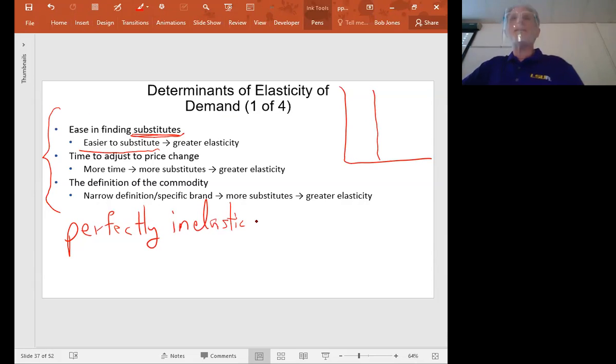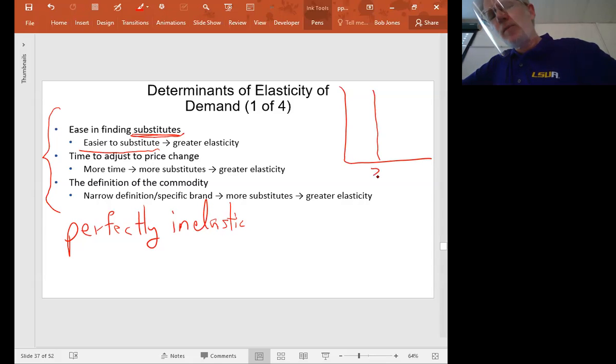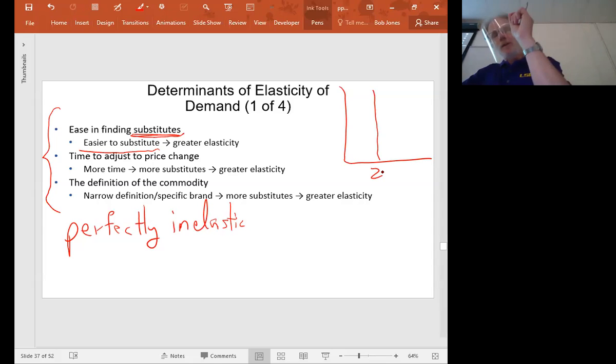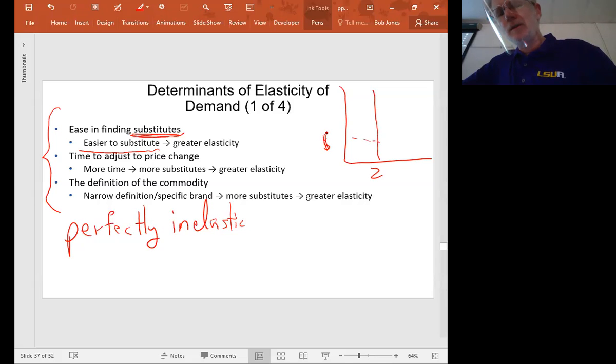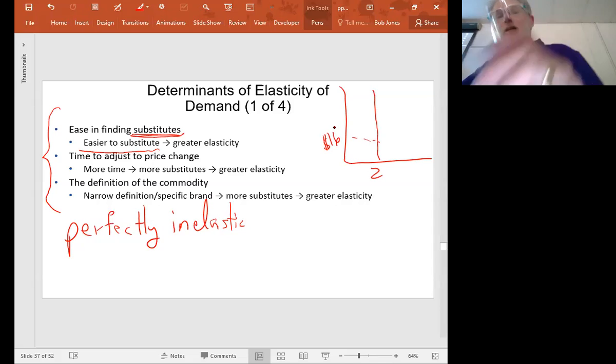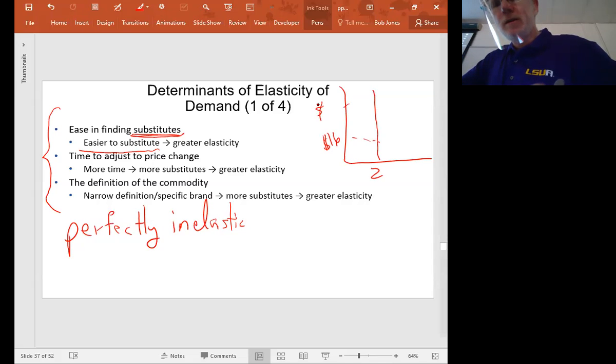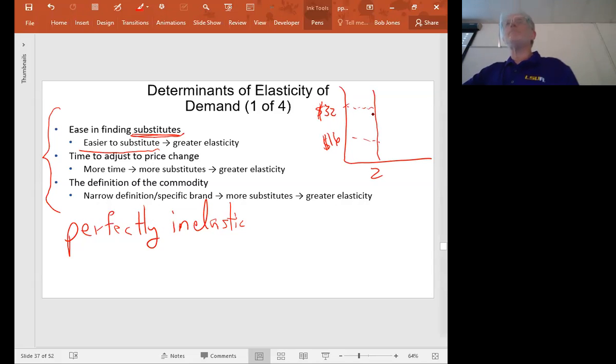Perfectly inelastic means no sensitivity to the price at all. Okay? Price goes up, doesn't matter. Quantity demanded is going to be the same. If I'm going to buy 2 pounds of coffee from this producer each week at a price of $16 per bag, if my demand is perfectly inelastic, and he raises it to $32, I'm going to buy exactly the same amount.